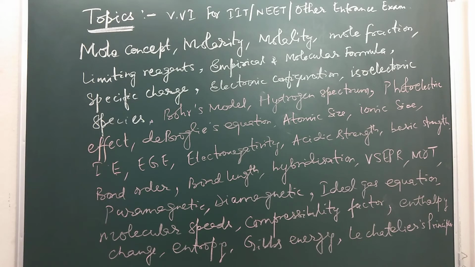Next is Bohr's models. You have to keep Bohr's model in mind and the energy equation like En equal to minus 13.6 Z square by n square electron volt. And hydrogen spectrum: Lyman series in UV region, Balmer series in visible region, Paschen, Brackett, Pfund, Humphreys series in infrared region. You have to remember the photoelectric effect, the Einstein equation, h nu minus h nu naught equal to half mv square.